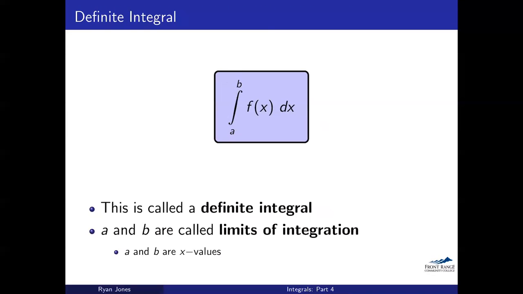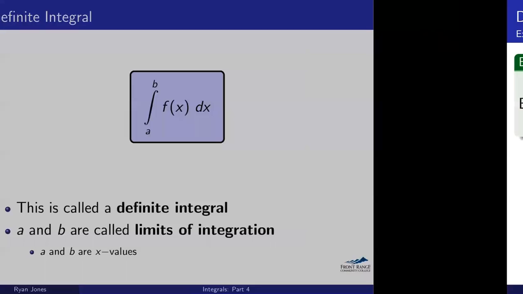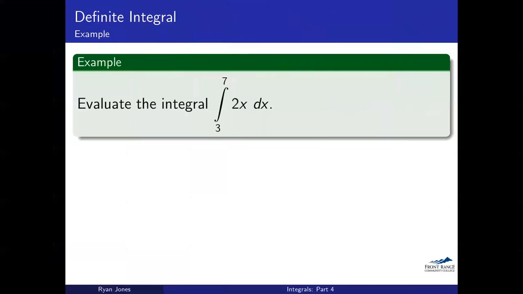And the question is, well, what the heck do I do with it? How is it different from an indefinite integral? Well, how it's different is that because we have these limits of integration, I have to actually do the problem a little bit differently. So let's take a look at an example because that's the best way to talk about this. So I've got a simple integral of 2x dx, and I'm integrating from 3 to 7.